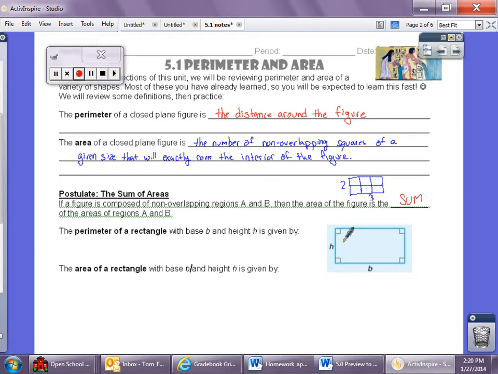Now the perimeter of a rectangle with base B and height h is given by the formula. Well, perimeter is around the outside, so we have B, we have an H, another B, and an H. So the perimeter is equal to 2 bases plus 2 heights: 2B plus 2H. Whereas the area, remember we want those squares. So the area is however many are down here by however many go up here. The area is the base times the height.